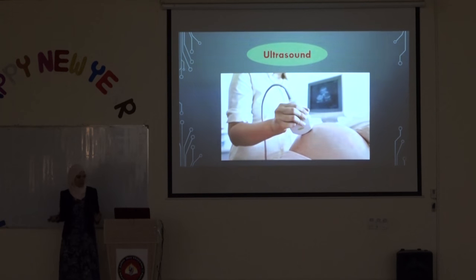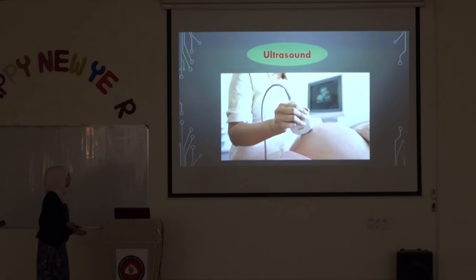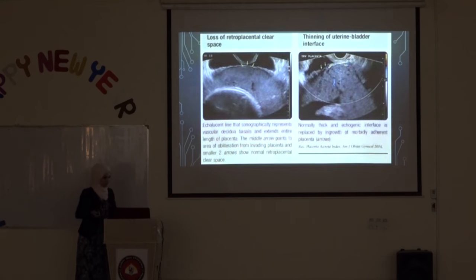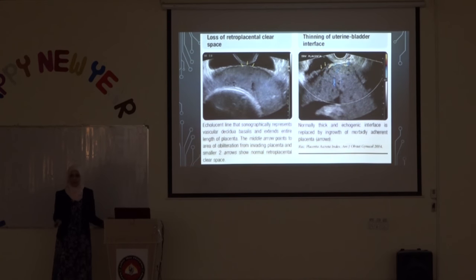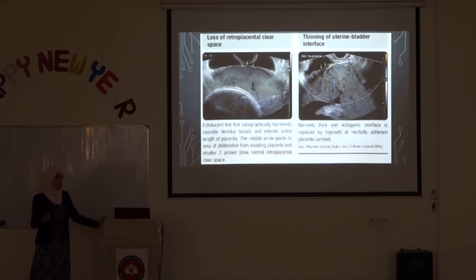The first and most used tool in the diagnosis of PAD is the ultrasound. There are many signs we can detect through the ultrasound to make the diagnosis of PAD. So any woman who comes with bleeding during the second and third trimester of pregnancy, we have to exclude placental adhesive disorders and placenta previa. So what are the signs that we can see in ultrasound?